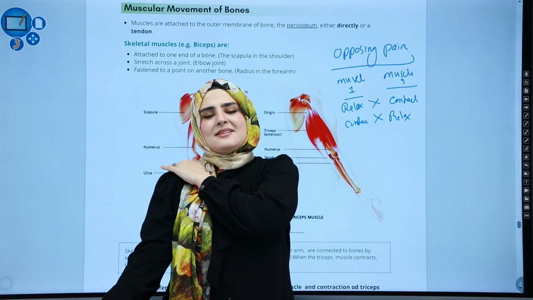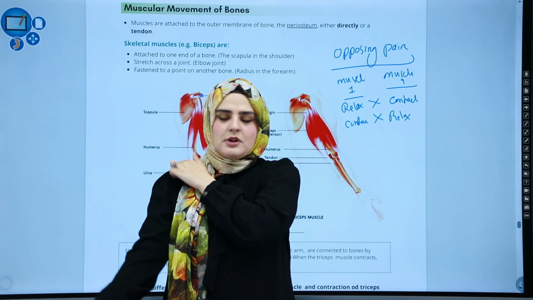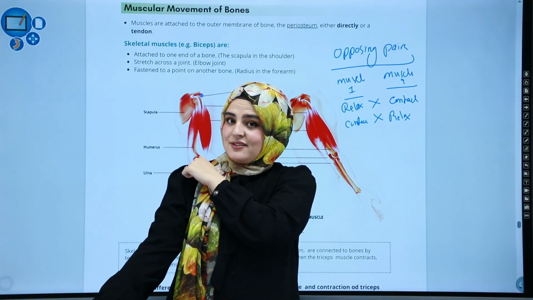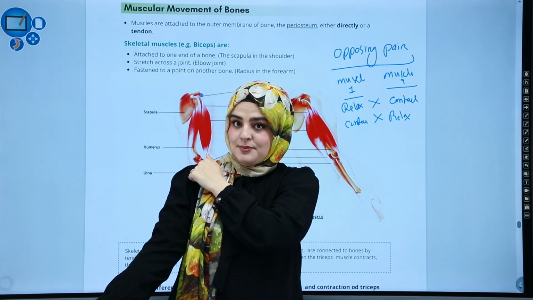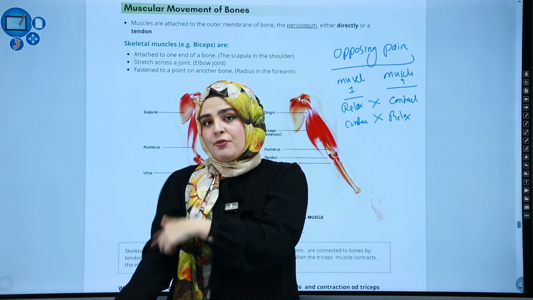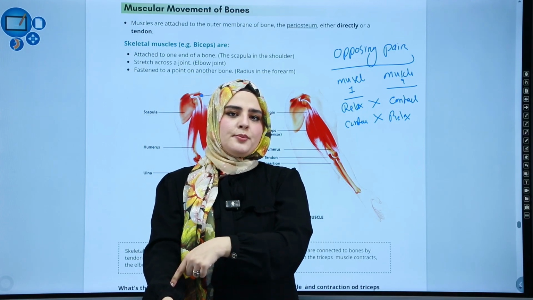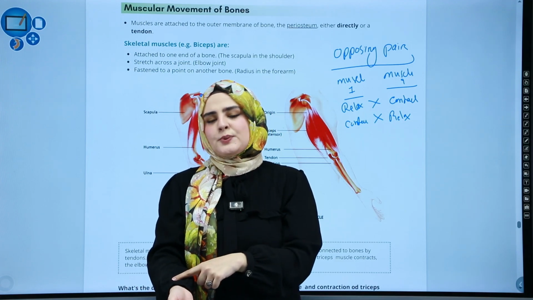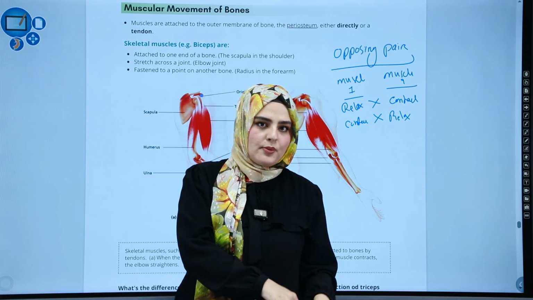So that stationary bone creates a point of attachment called origin. So the origin of bicep is scapula. There you go. Origin of bicep is scapula, because it's a bone that doesn't move. And then the insertion, remember, insertion of bicep is radius. 2 points of attachment on 2 different bones. One of them, the bone doesn't move, we call origin. And another, the bone moves, we call insertion. Remember, they're points of attachment of muscle to bone.